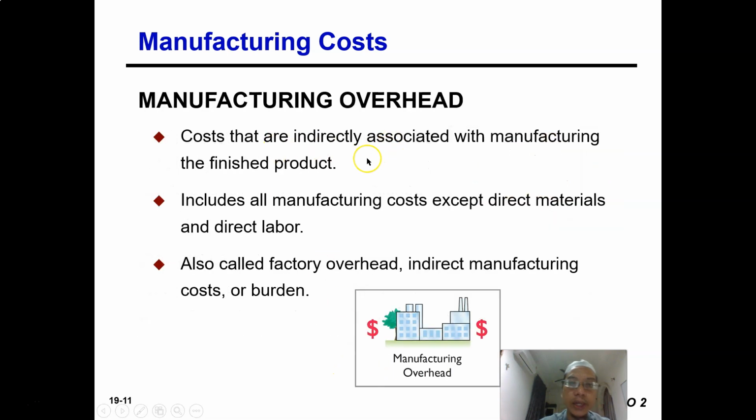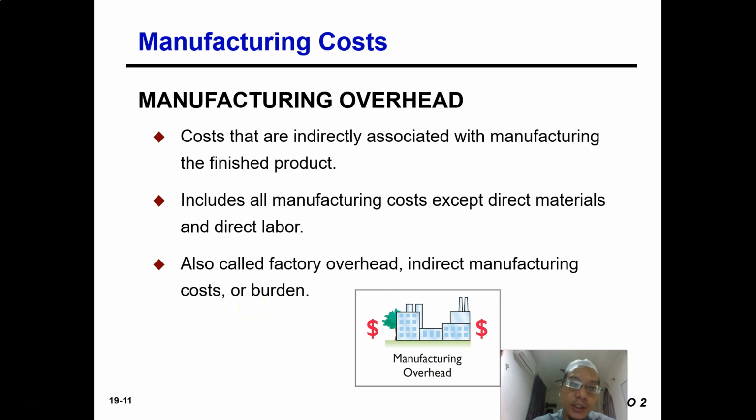Okay, manufacturing overhead. So manufacturing overhead is costs that are indirectly associated with manufacturing the finished product. Includes all manufacturing costs except direct materials and direct labor. So we specifically say which type of cost goes into direct materials and direct labor, but other things associated with manufacturing will be grouped into manufacturing overhead. So also called factory overhead, indirect manufacturing costs or burden.